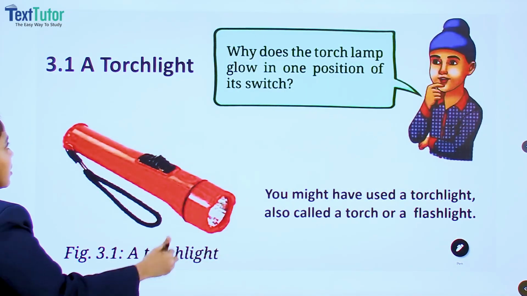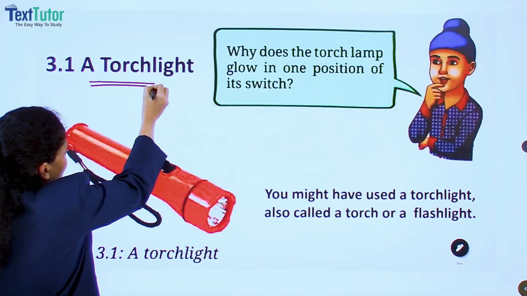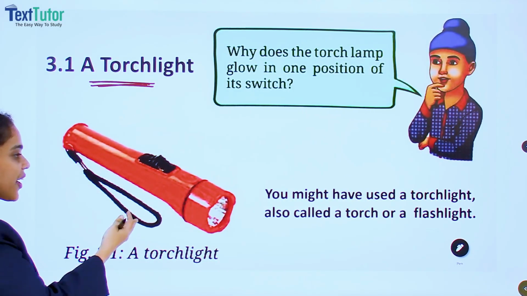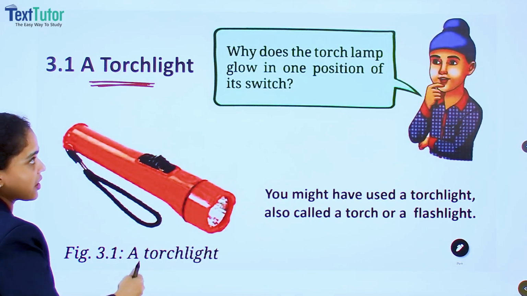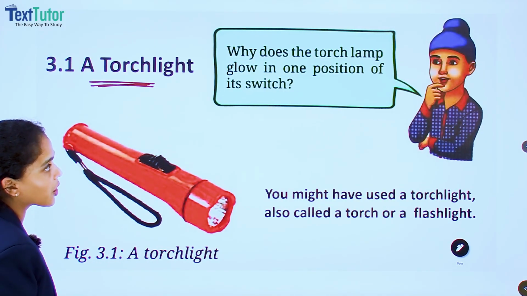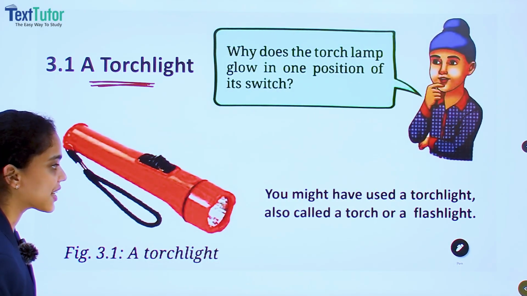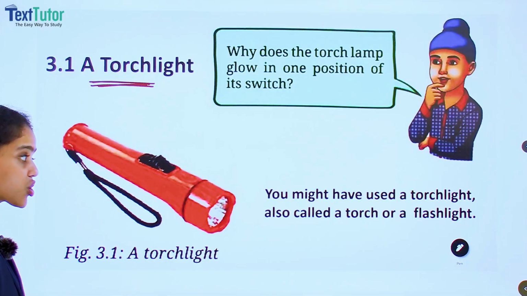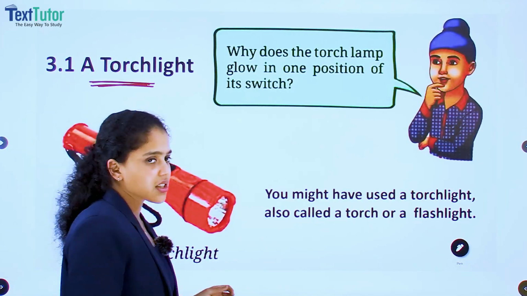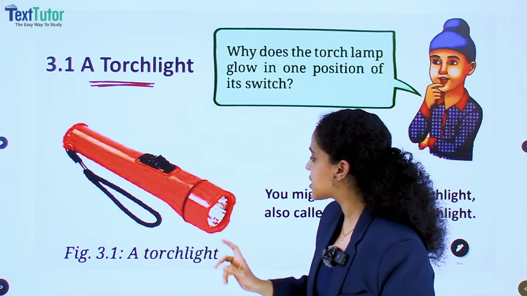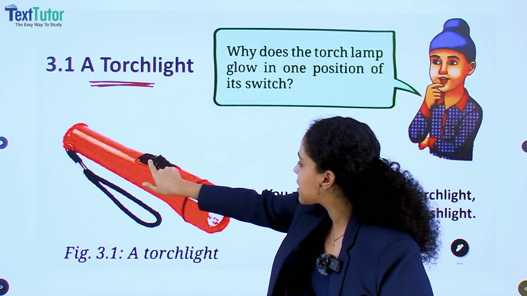Okay, next one. A simple electrical device, that is the torchlight. You are very familiar with this torchlight. Why does the torch lamp glow in one position of its switch? You might have used a torchlight, also called a torch or a flashlight. While using the torchlight, here is a part.